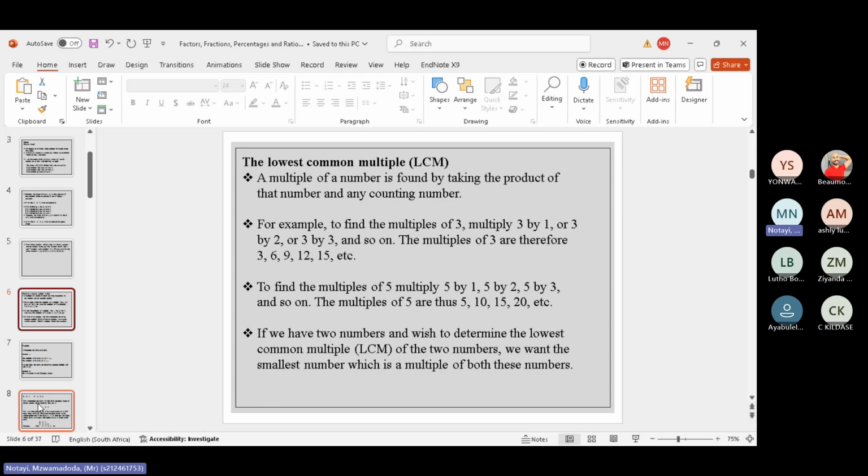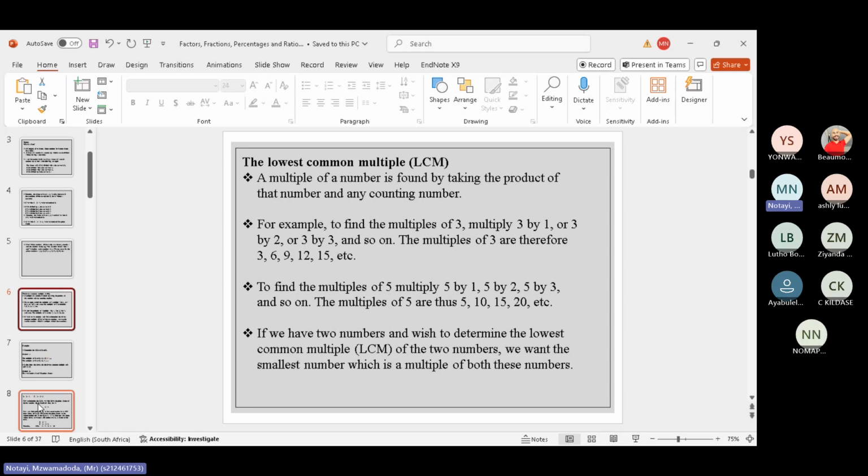Next we look at the lowest common multiple. A multiple of a number is found by taking the product of that number and any counting number. For example, to find the multiples of 3, multiply 3 by 1 to get 3, multiply 3 by 2 to get 6, 3 by 3 to get 9, 3 by 4 to get 12, 3 by 5 to get 15.